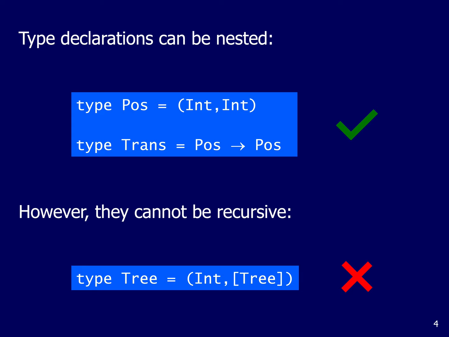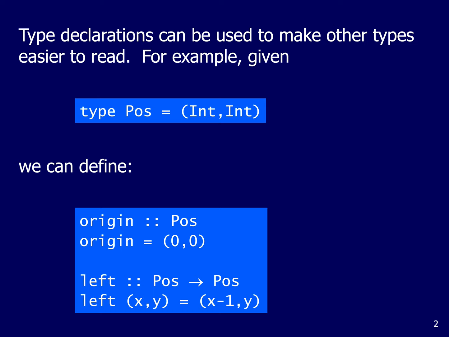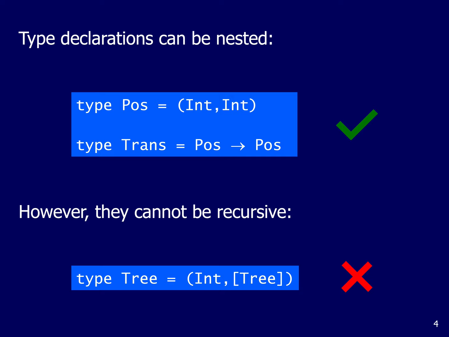that's perfectly fine. And then, for example, if I went back to my little example at the bottom here, I could say that the left function is now a transformation. Okay, it's a function from positions to positions, and that might be beneficial to me if I was defining right, up, and down as well. I could say they also have type trans. So using one type within another is perfectly fine, but for technical reasons, they cannot be recursive.